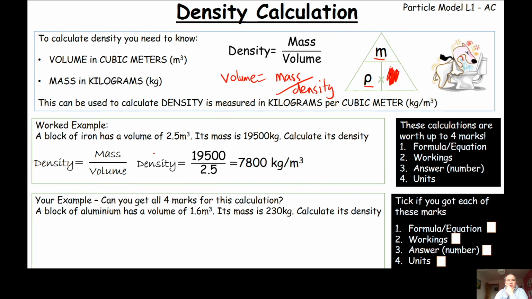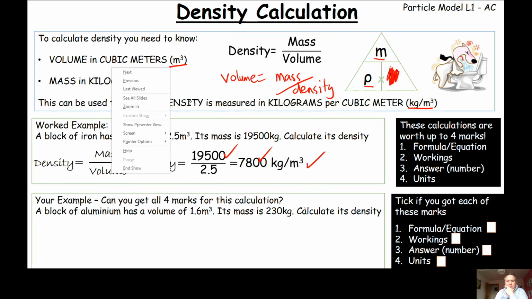Remember, for each one, you must write out the sum you're doing, write out the workings, write the answer in, and give the units for your answer. Density is measured in kilograms per meters cubed. Mass is measured in kilograms. Volume is measured in meters cubed.